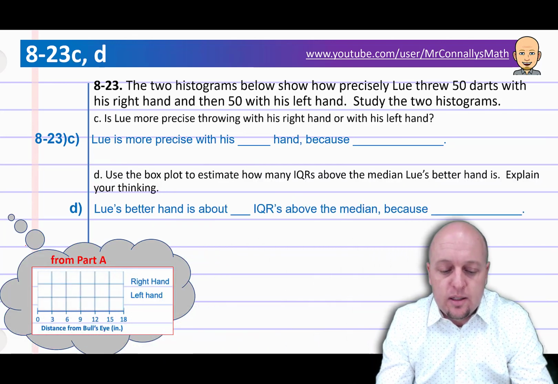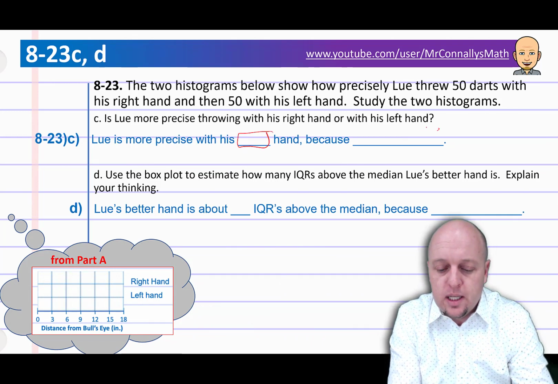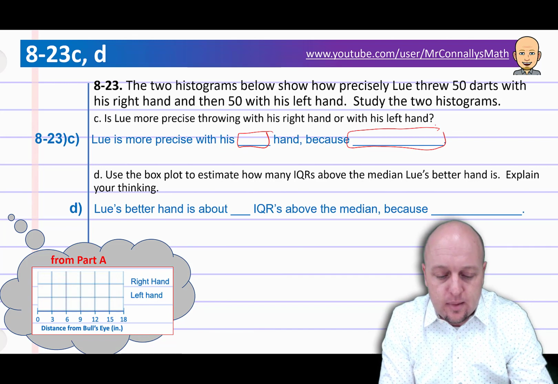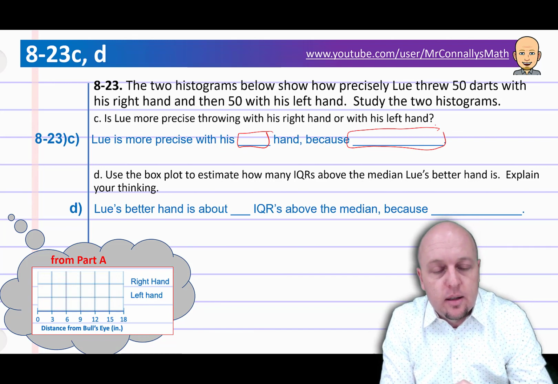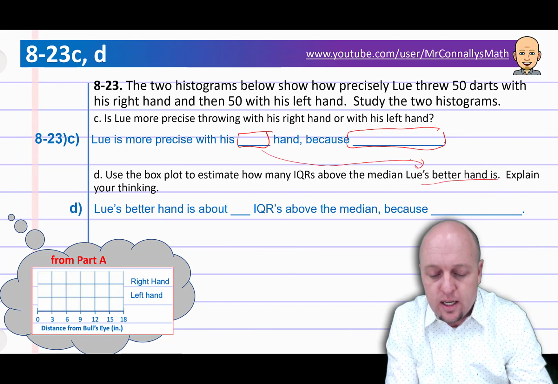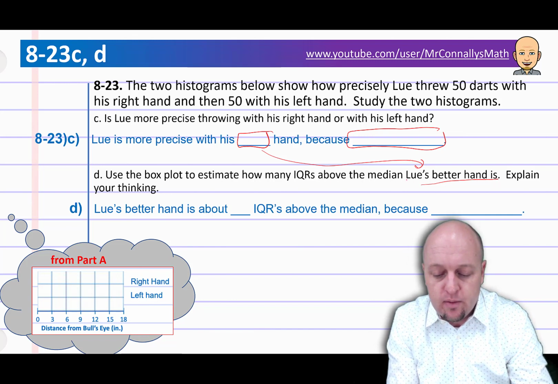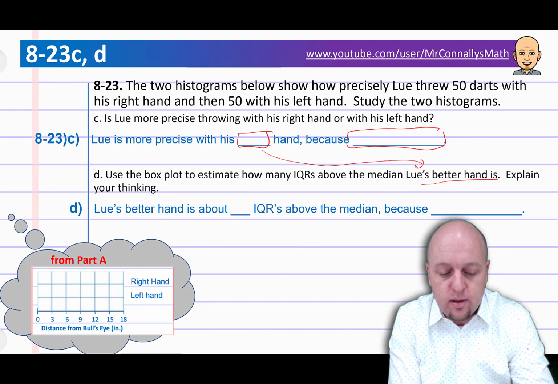Okay. Go ahead and write that down. Lou is more precise with which hand? And explain why you chose that hand. Okay, now for D, let's use the box plot and think how many IQRs above the median Lou's better hand is. So look at this one, decide which is his better hand, and it says how many IQRs above the median. Explain your thinking. So Lou's better hand is blank IQRs above the median.